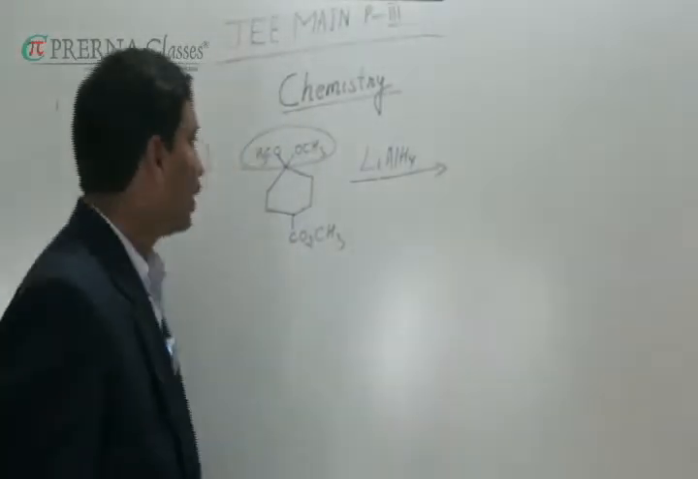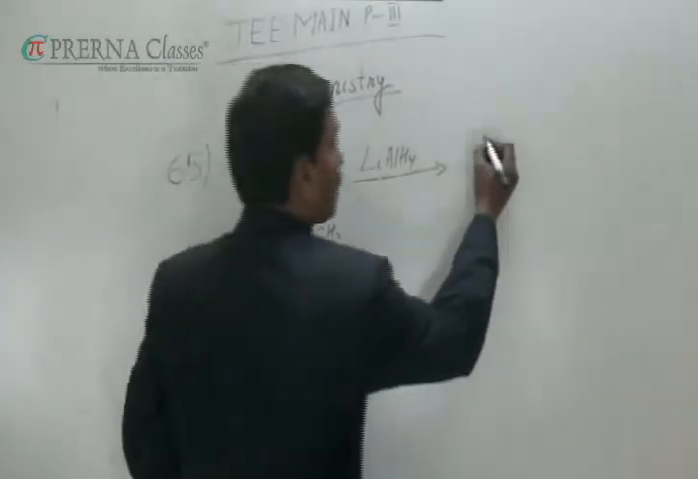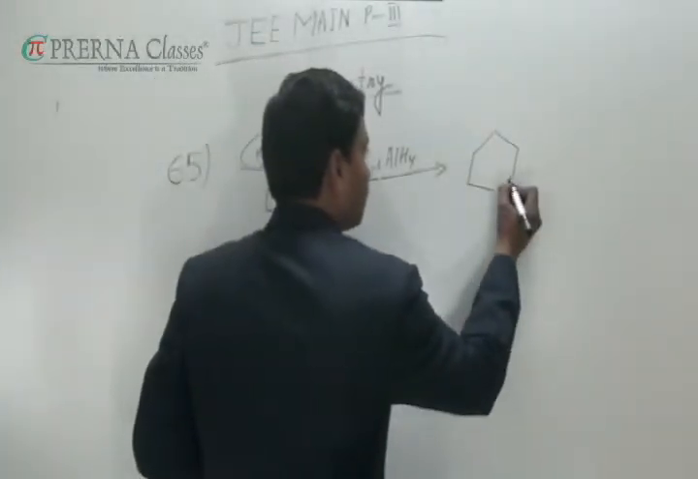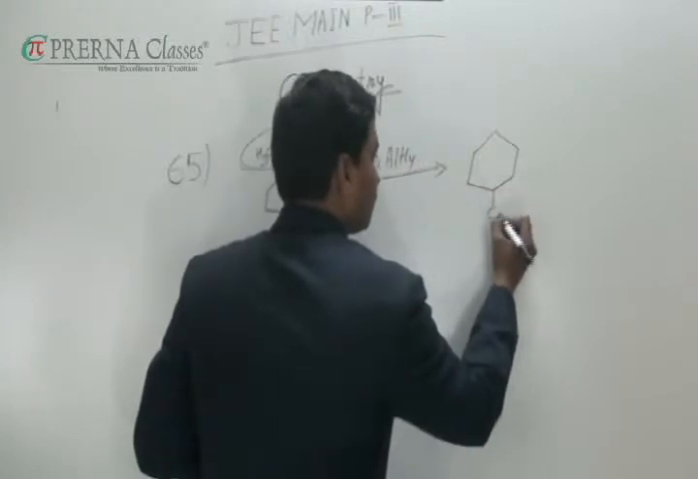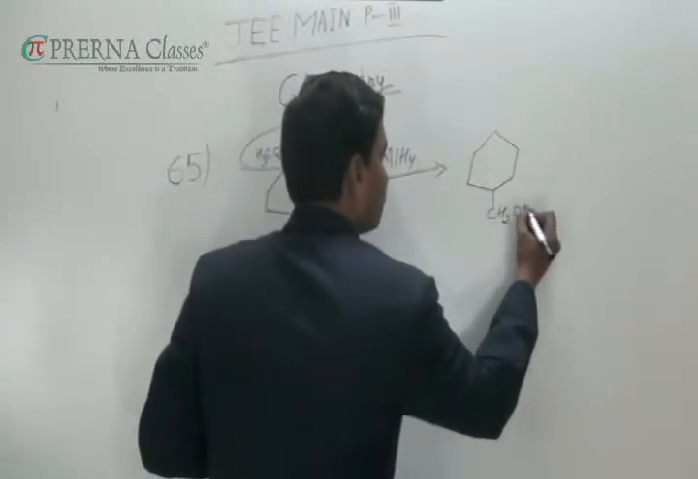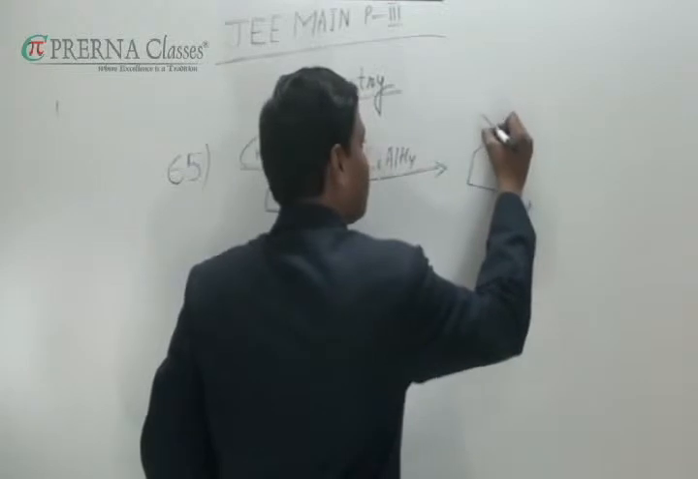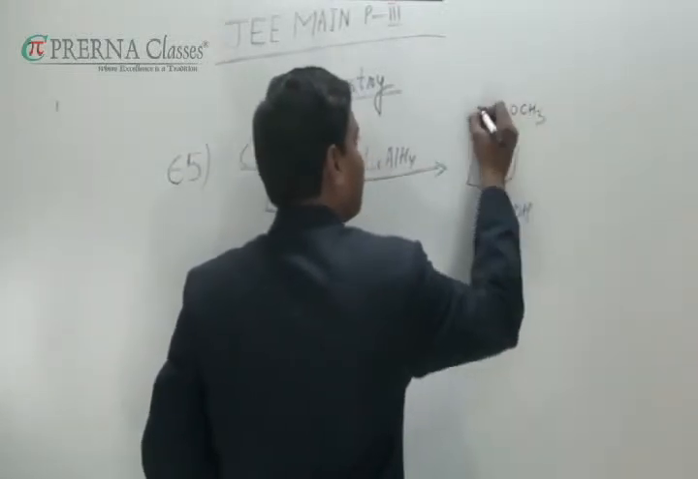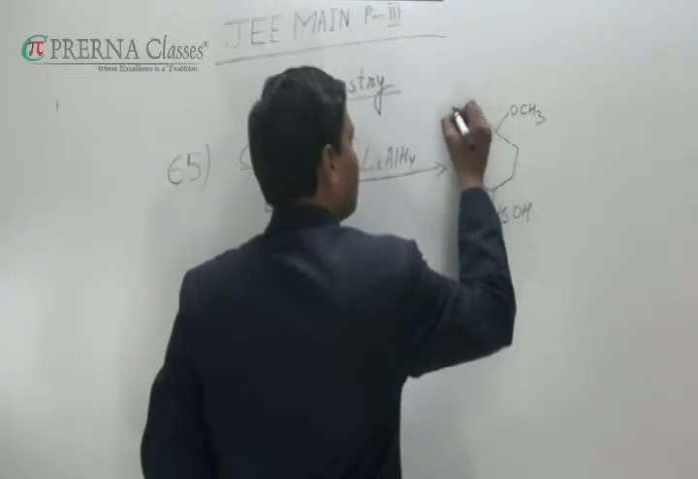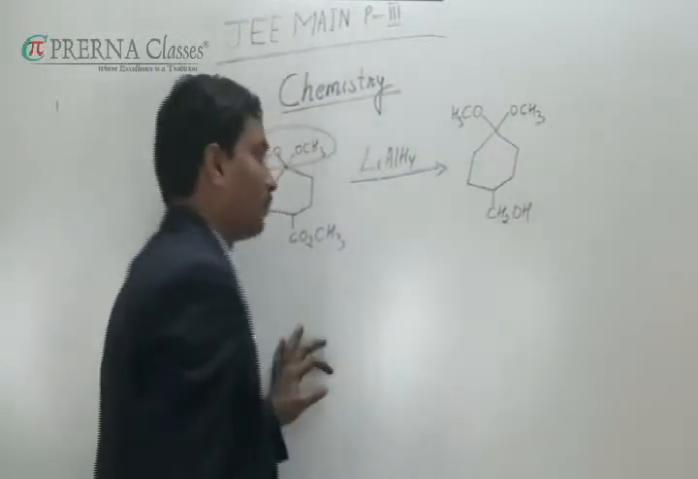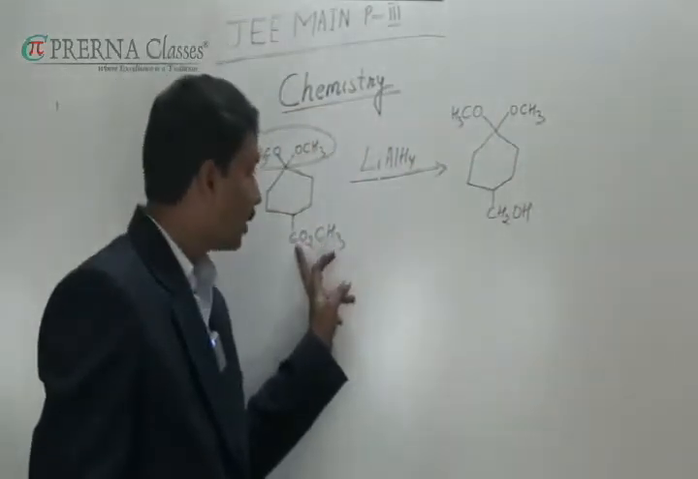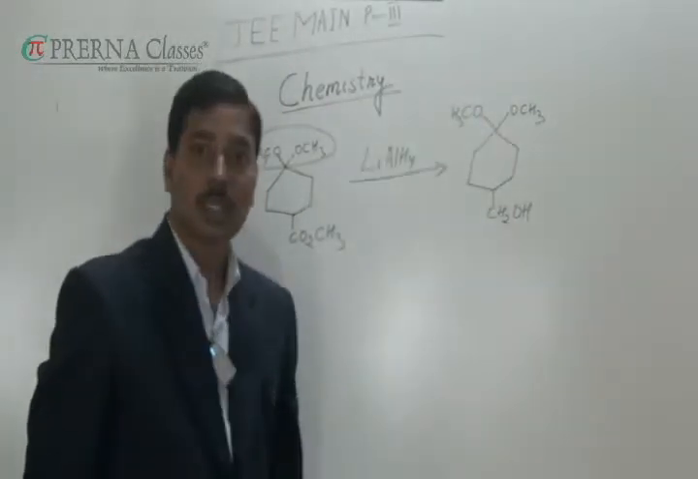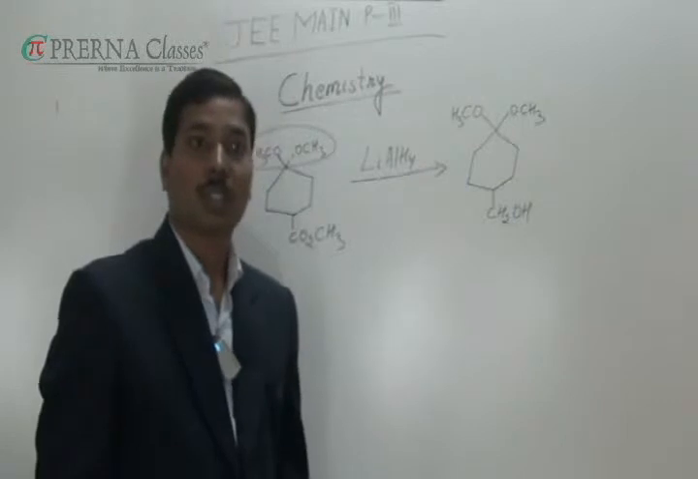So the resulting product is... that means only this ester is reduced into alcohol, but there is no effect on ethers, and therefore the option is D.